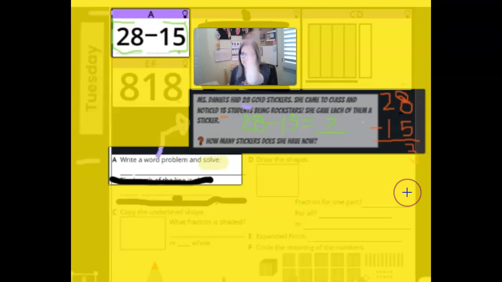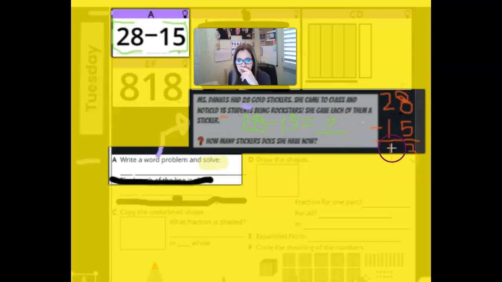Check it. Turn around. Check it. Is 3 plus 5 8? If it is, then I'm correct. And I can move on to my tens. 2 minus 1 is 1. I'm going to check it real quick. Turn around fact. If 2 minus 1 is 1, that means that 1 plus 1 equals 2.